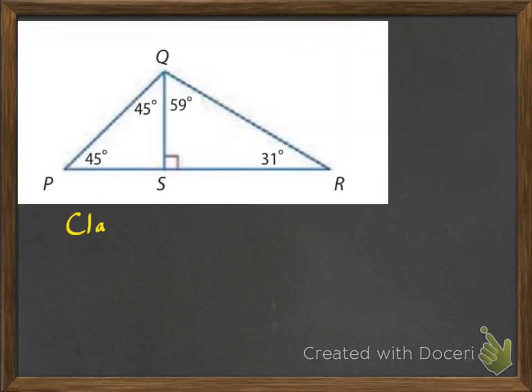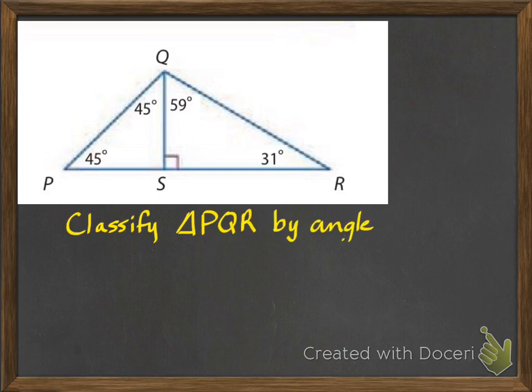Alright, so let's take a look at this example. If I gave you this diagram and I said I want you to classify triangle PQR by its angles, let's take a look at the three angles that make up triangle PQR. Well, first we have angle P. We'll do it in red. Angle P, 45 degrees. It is acute.